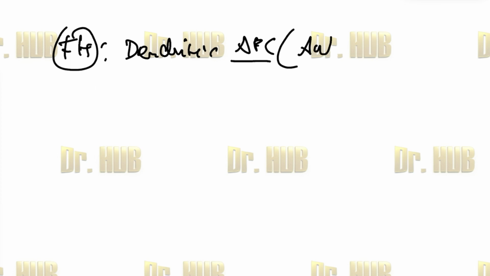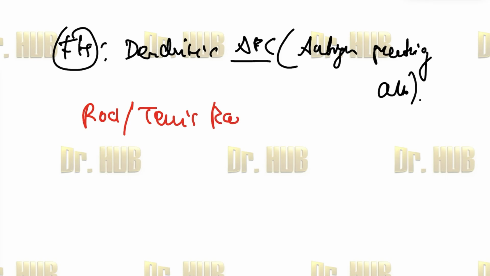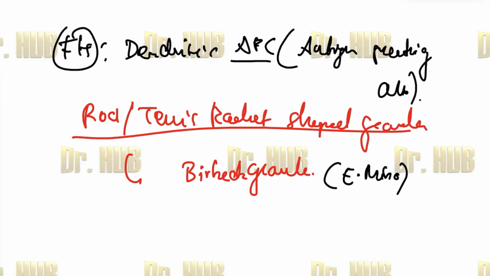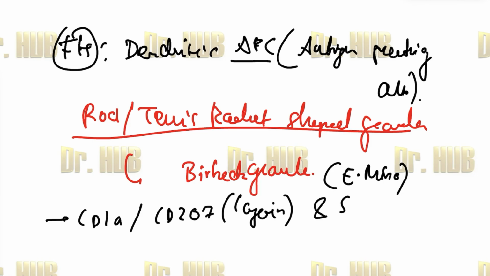Now let's understand some features of the Langerhans cells. They are dendritic antigen presenting cells, characterized by the presence of rod shaped or tennis racket shaped granules, known as Birbeck granules, which are seen on EM, that is electron microscopy. Next are the immunohistochemical markers, which include CD1a, CD207, that is Langerin, and also S100.